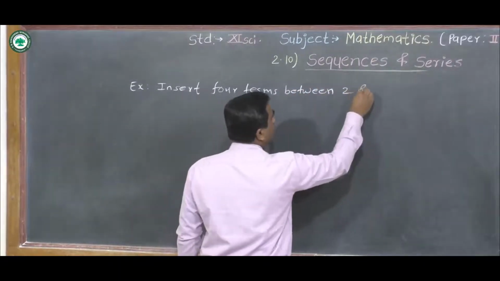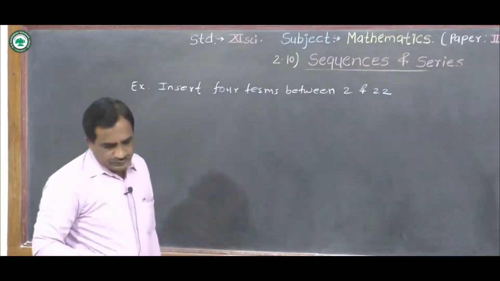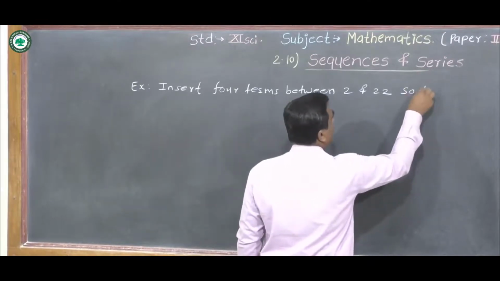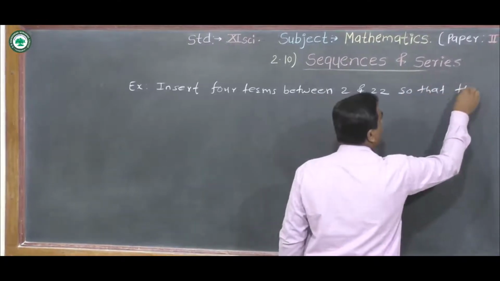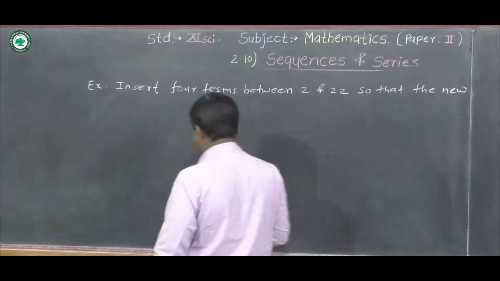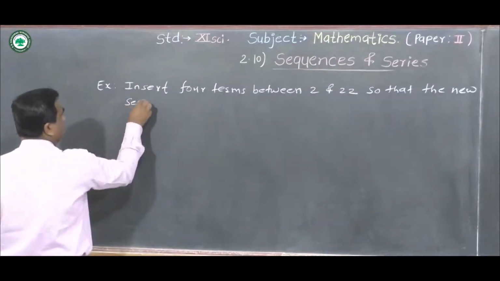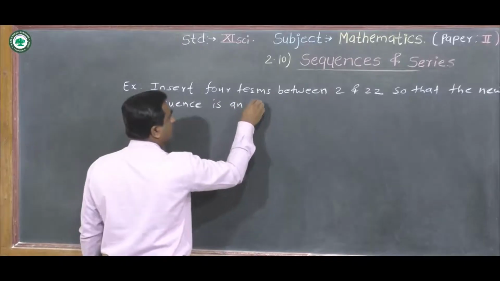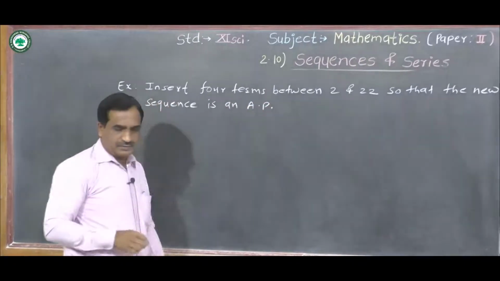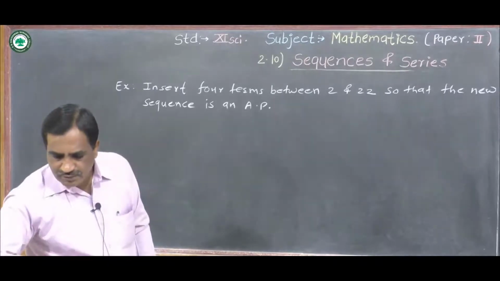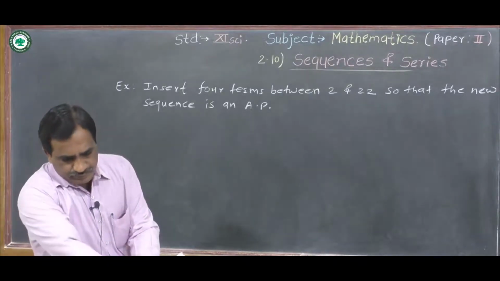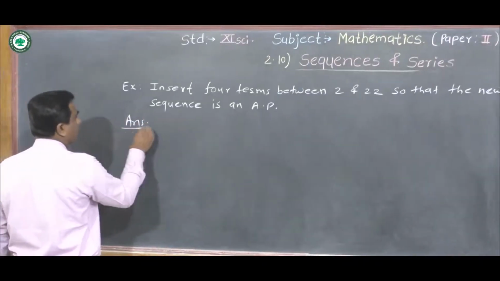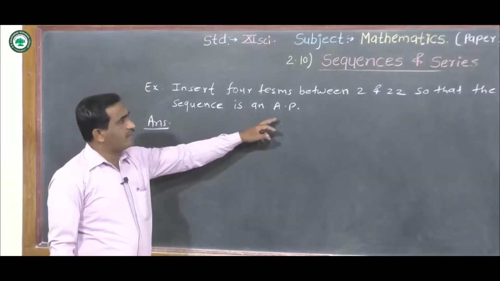Between 2 and 22, so that the new sequence is an AP, that is, an arithmetic progression. Okay, now we see the answer for this. Here the resulting sequence is an arithmetic progression.